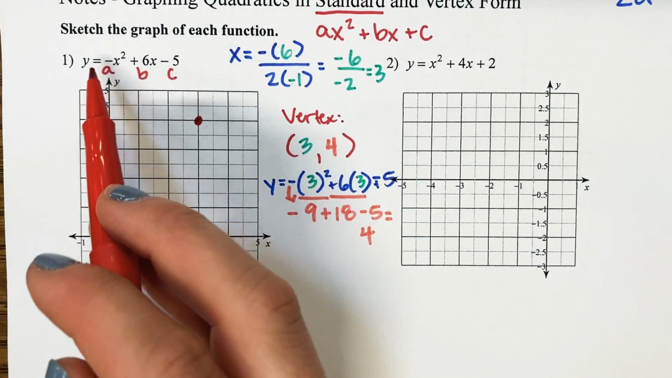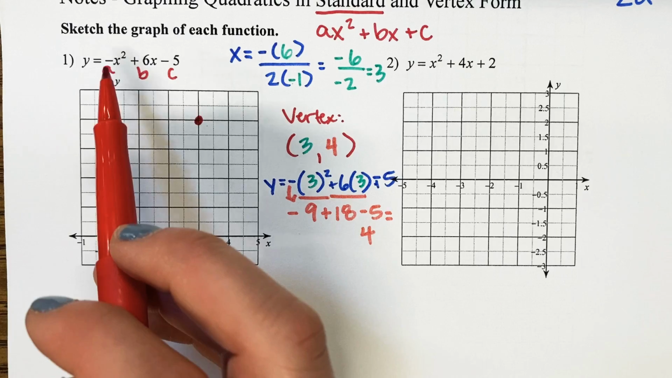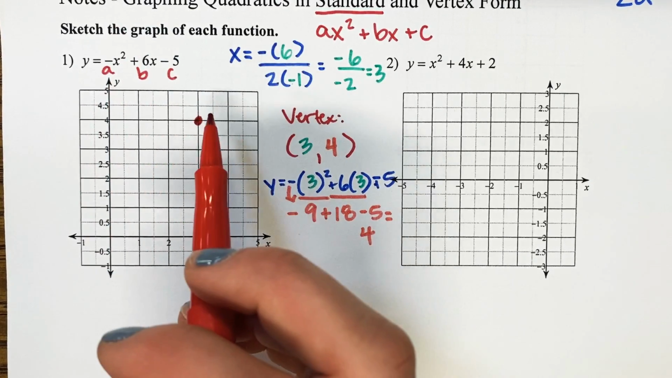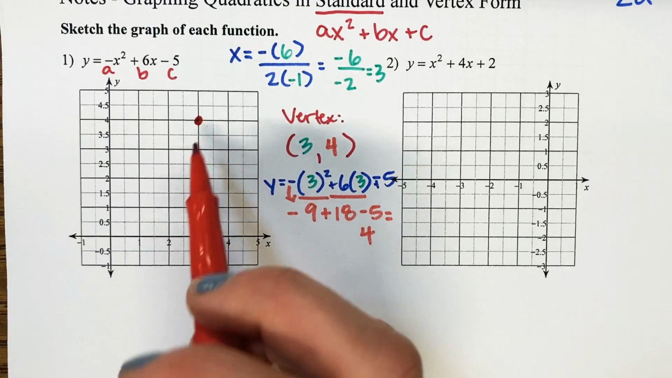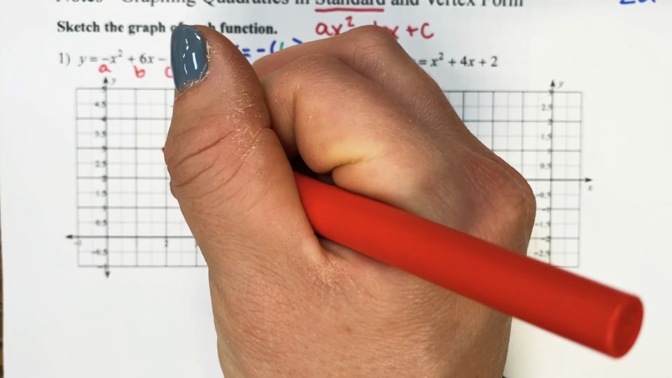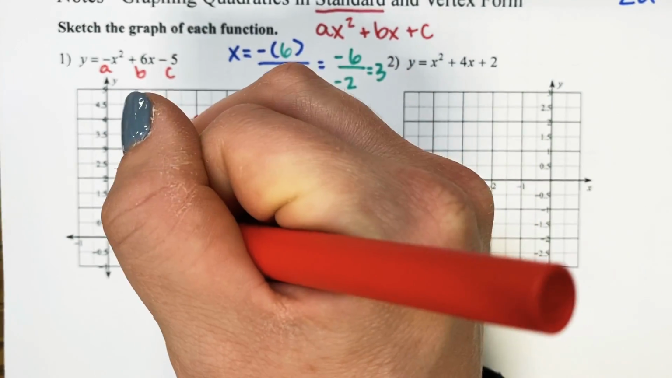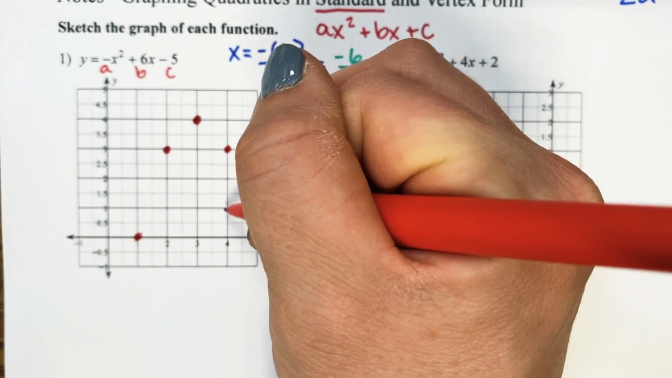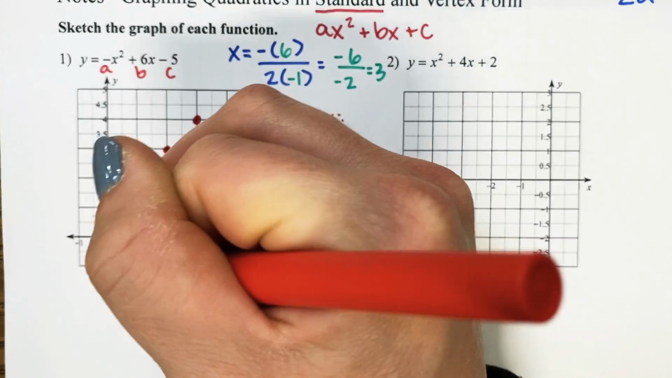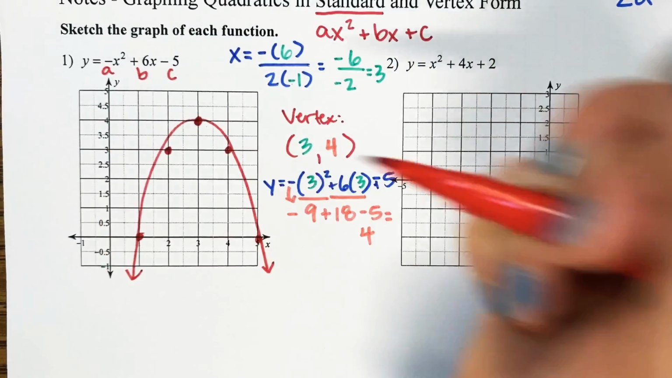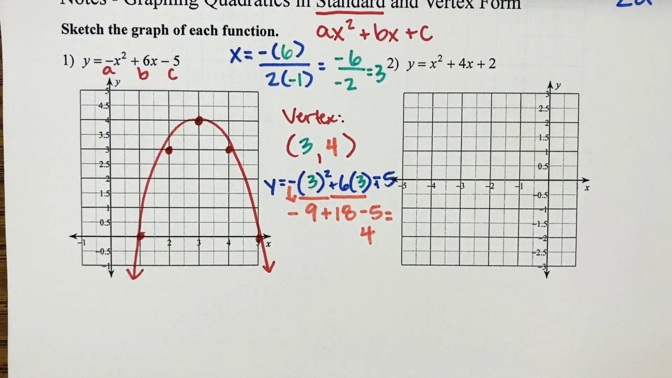Here is the new thing we're learning today. When a is negative, our arrows are not going to go up anymore. They're actually going to go down, but we're still going to use the same rule. So down 1 over 1, down 3 over 1. Mirror on this side, down 1 over 1, down 3 over 1. And connect that with your U, your parabola, and there we go.